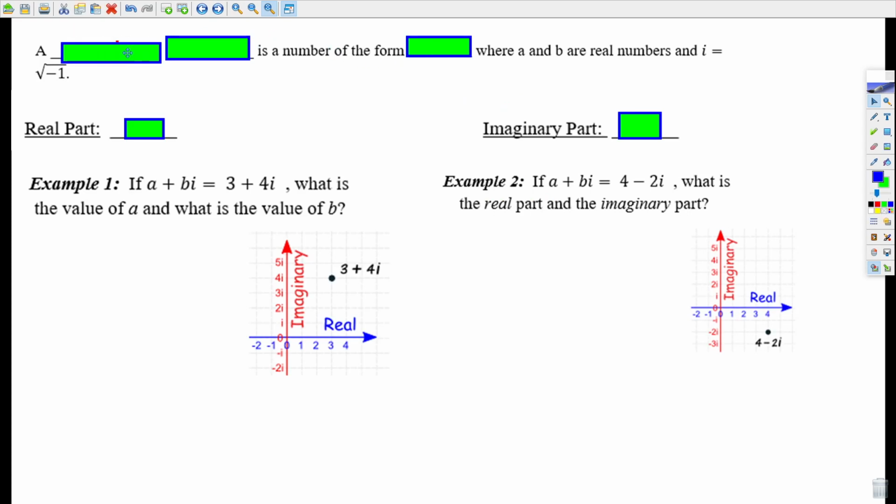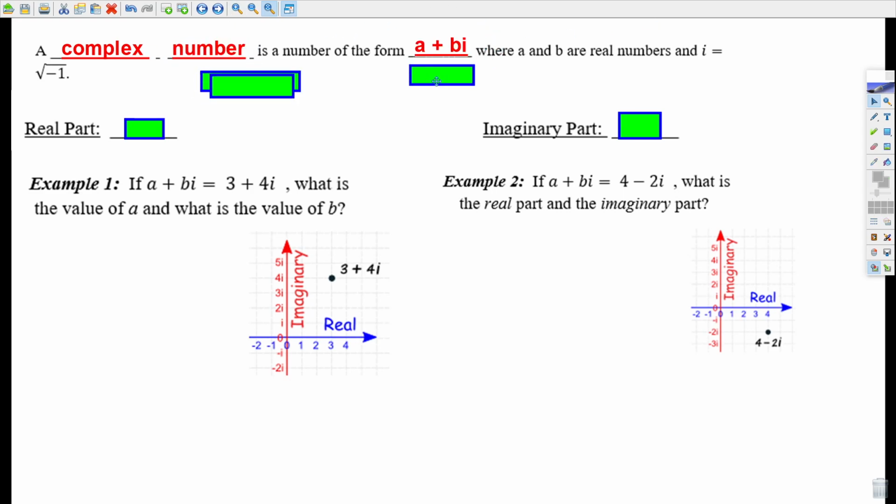So here's a definition. It's not really that bad, even though it's called complex. A complex number is a number of the form a plus bi, where a and b are just real numbers, and i, as you know, is the square root of -1. The reason they call this complex is because you have a real part and an imaginary part. The real part is just a, and the imaginary part is the part that has the imaginary number with it, bi.